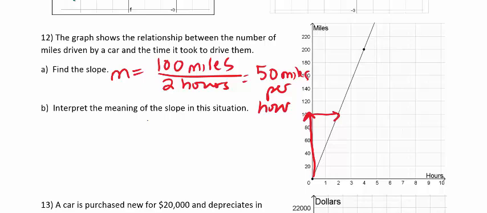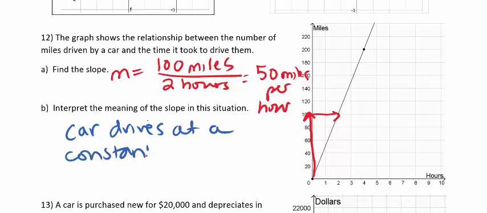So what is the meaning of the slope in this situation? It means that this car is driving at a constant speed of 50 miles per hour on this trip. 50 miles per hour.